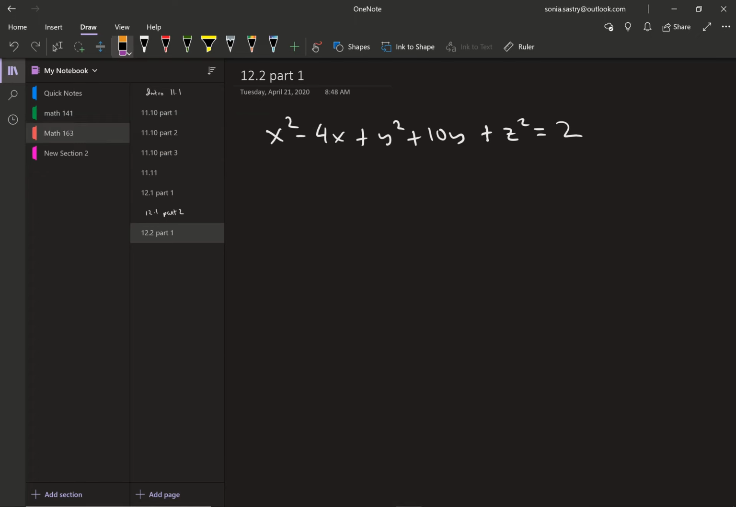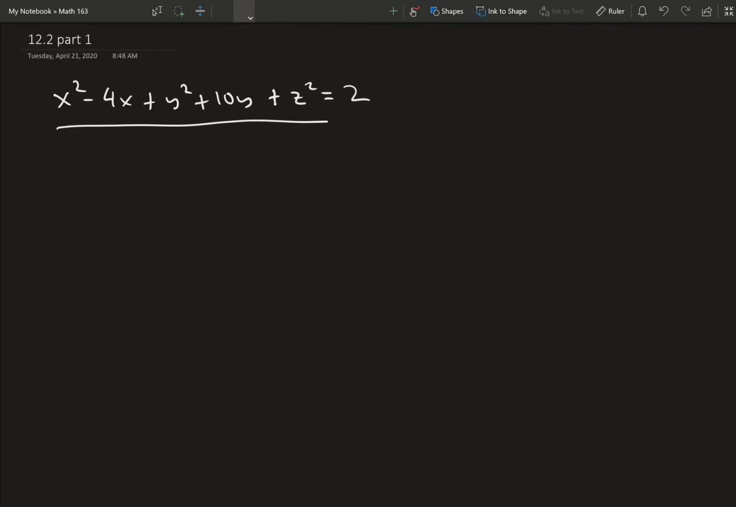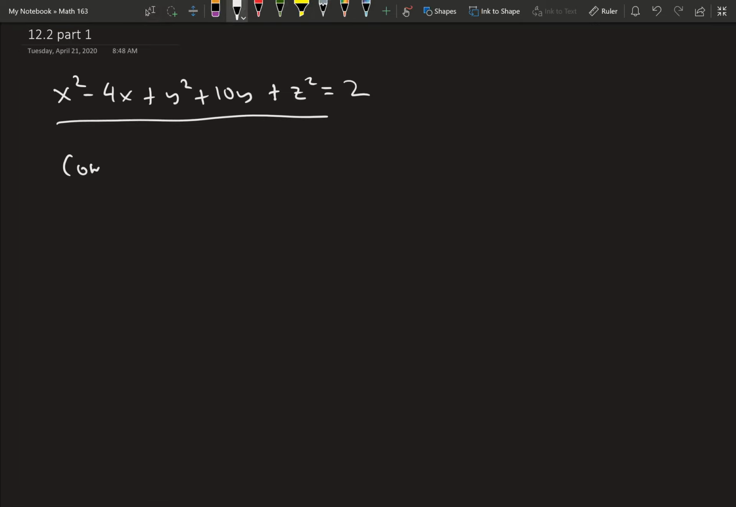Okay, so we're gonna just finish up where we left off in 12.1 and then jump into 12.2. So this is right here. This is an equation of a sphere, and we just need to complete the square. So what we're going to do is complete the square to find the center and the radius.